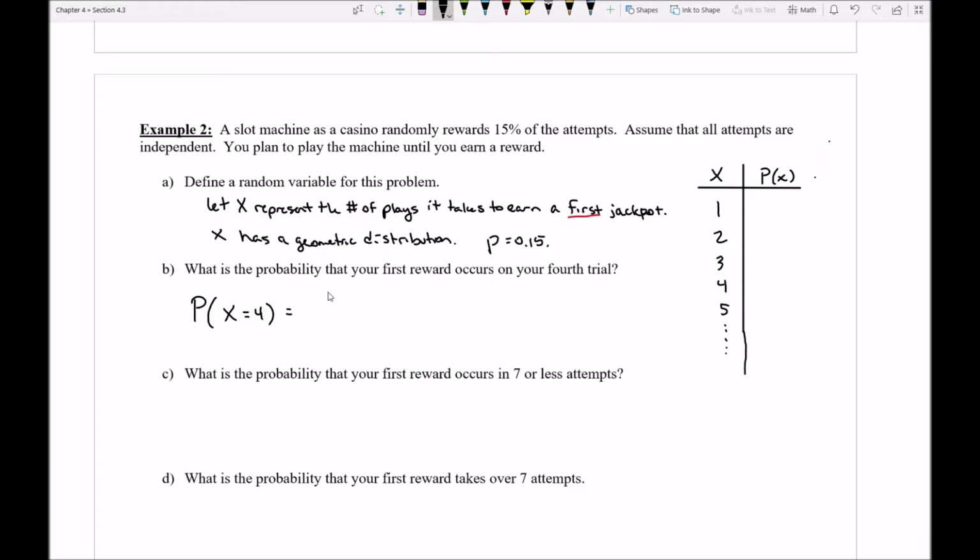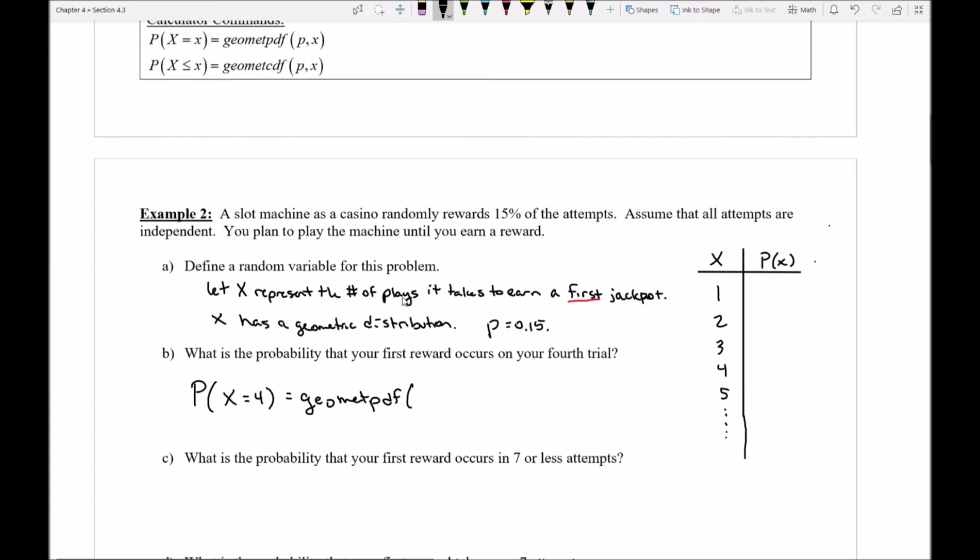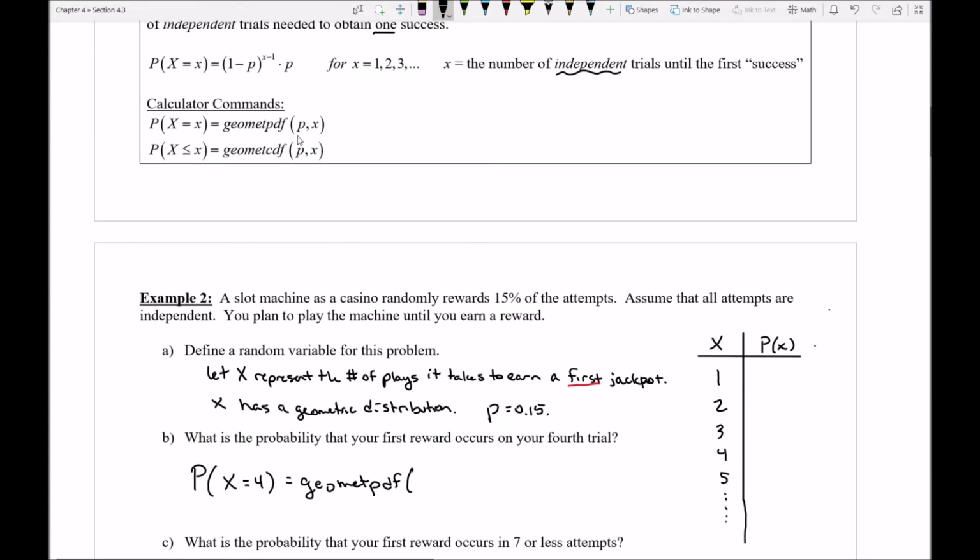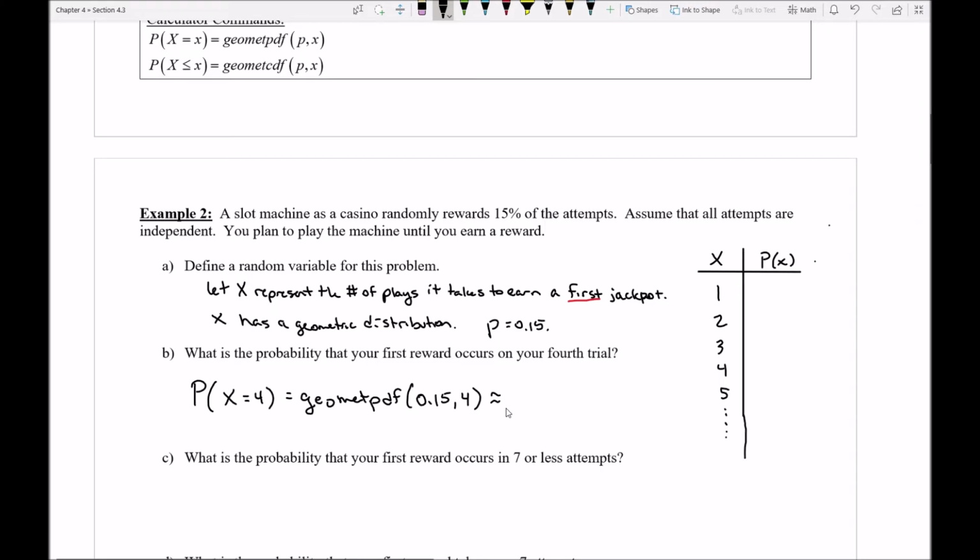And since I'm in a geometric distribution, I will use a geometric PDF. Now, I know, according to what I have on the previous page, that my inputs here are supposed to be the value of p, which is 0.15, and then the value of x, and I want to win when x hits 4. Now, I'm going to go to the calculator here to see how I can actually try to compute this. Let's take a look.